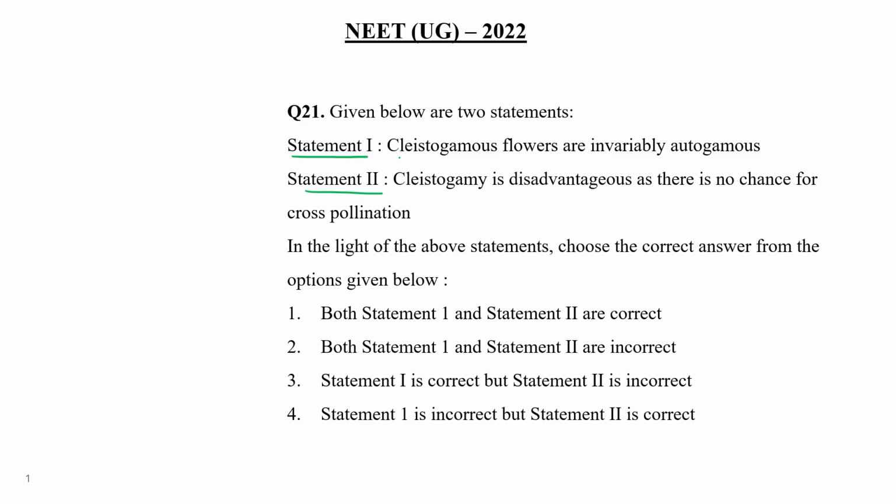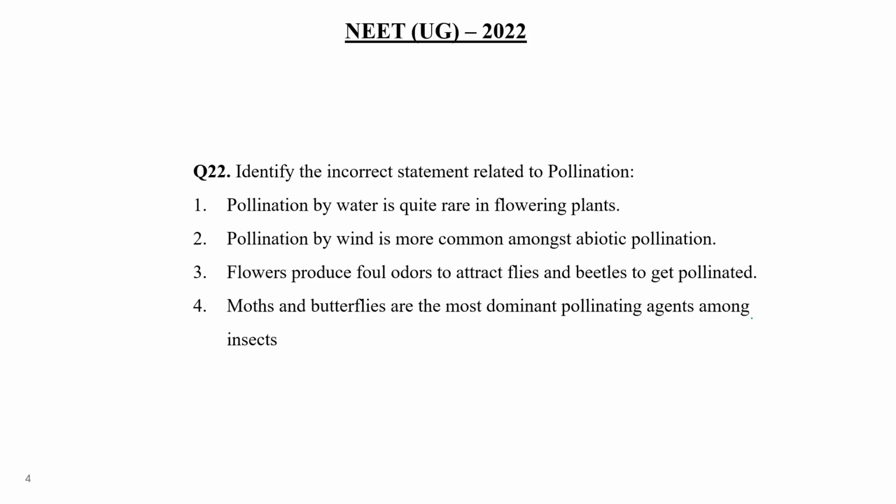As we know, cleistogamous flowers are invariably autogamous. There is not even a 0.01% possibility for cross pollination. The flowers are structured in such a way that there is only the possibility of self pollination, and this is, we can say, a disadvantage also because there is no chance for cross pollination. So both statements are correct independently. According to me, choice number 1 would be the correct answer to this question. Clear?